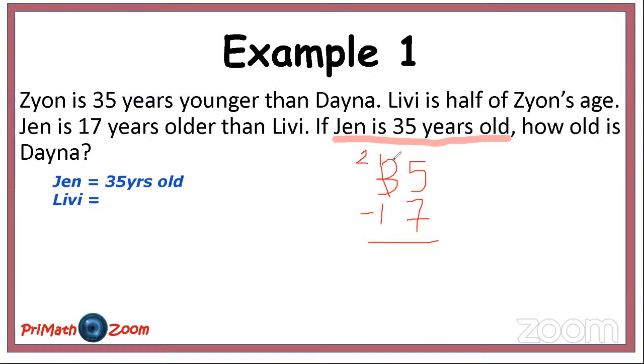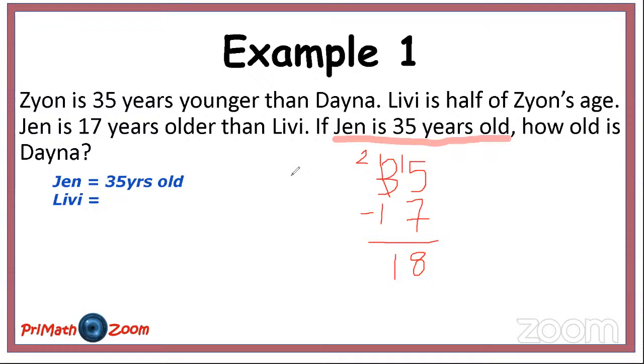That 1 ten is now 10 ones, which makes us have 15 ones. So 17 ones from 15 ones, we're left with 8. And 1 ten from 2 tens, we're left with 1. So Livy's age is 18 years.